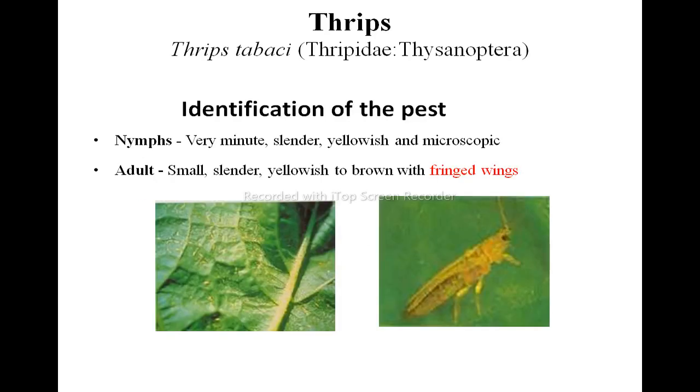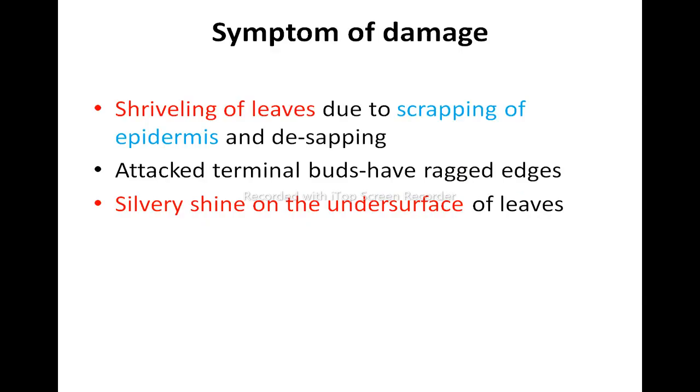Thrips. The third insect pest of the cotton is thrips. Thrips tabaci, family Thripidae, order Thysanoptera. Identification of the pest. First, the nymph. It is a very minute insect, slender and yellowish. And the adult is also small, but it bears fringed wings. And thrips have rasping and sucking type mouth parts. In thrips, the right mandible is absent.